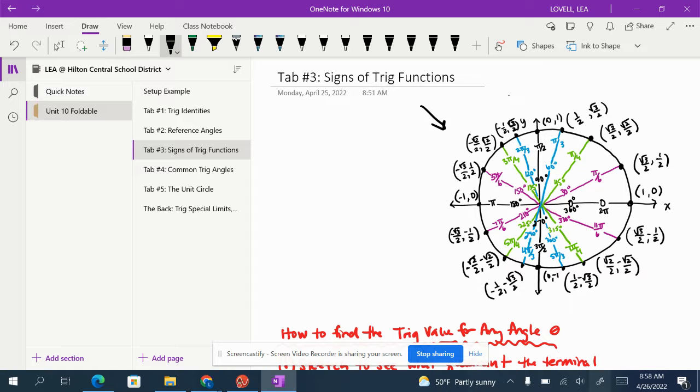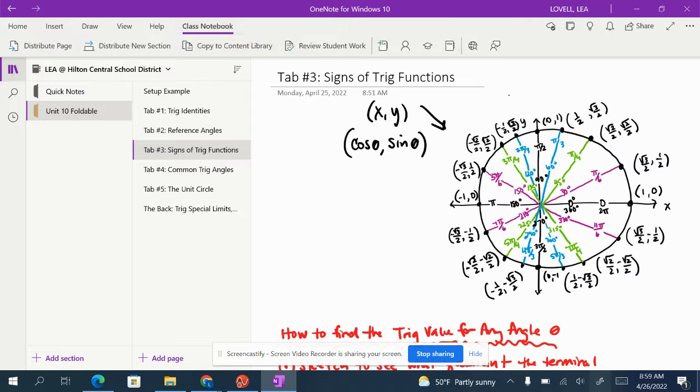Okay, and remember that all of these coordinates on the unit circle, x comma y, really represent the cosine of theta comma the sine of theta. So when we're examining the sign of the x coordinate or the y coordinate, we are really looking at the sign of the cosine of theta or the sign of the sine of theta. Okay, so let us look at quadrant 1.